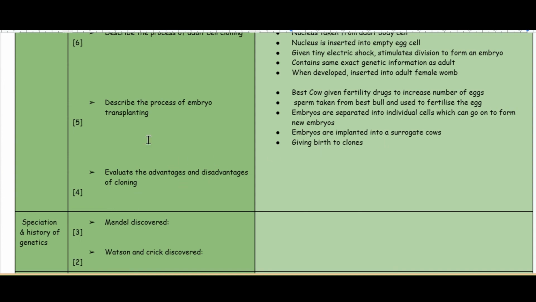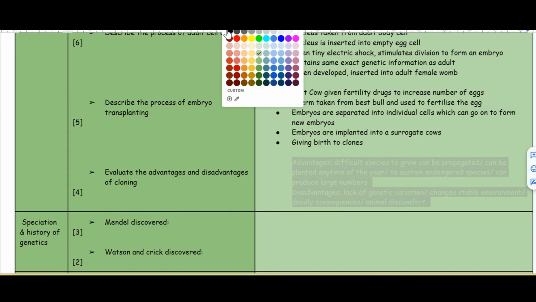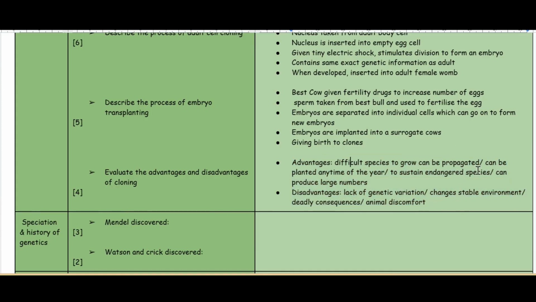So what are the advantages and disadvantages? These two are both types of cloning, so that's why they're in the same box. Advantages include that for difficult species to grow, it can actually be started. It can be planted at any time of the year in order to sustain endangered species, and you can use it to produce large numbers of a population. Disadvantages are that there's a lack of genetic variation. It's extremely true because they're identical, and it changes the stable environment. There could be deadly consequences that we don't know about yet, and animal discomfort.